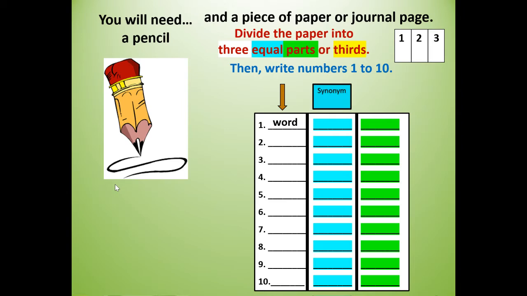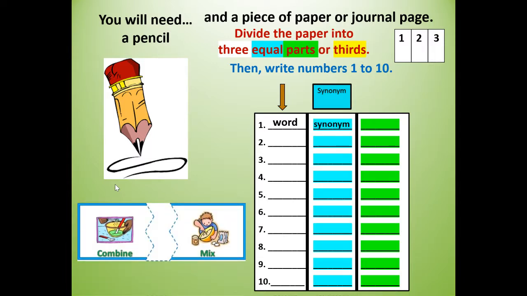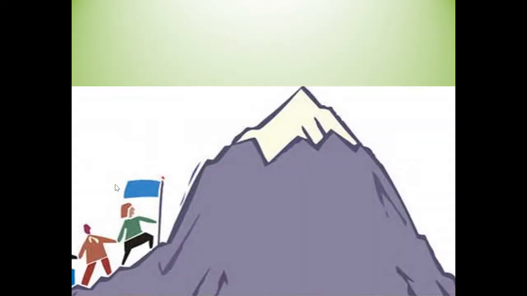So after you write the vocabulary word or phrase, in the next column, you're going to write a synonym. And a synonym is a word that means the same or similar. For example, combine is a synonym for mix. They mean the same thing. And then in the third column, I want you to draw a quick picture or sketch to help you remember the word and what it means.